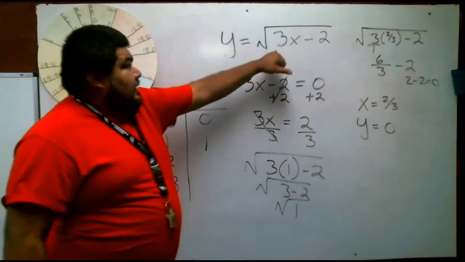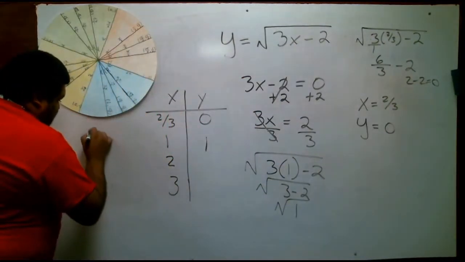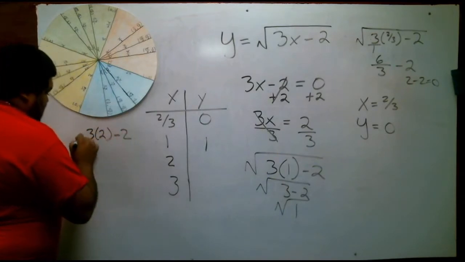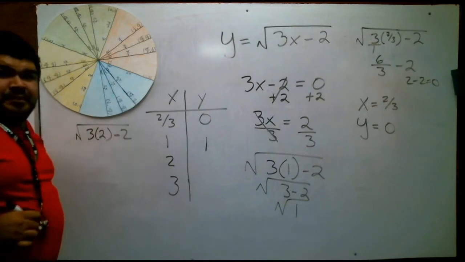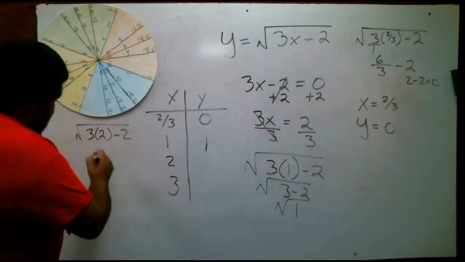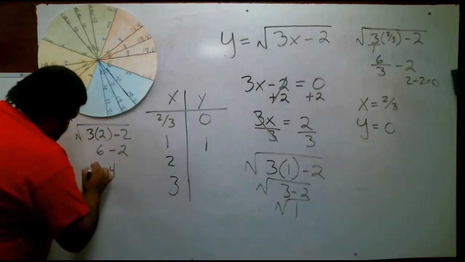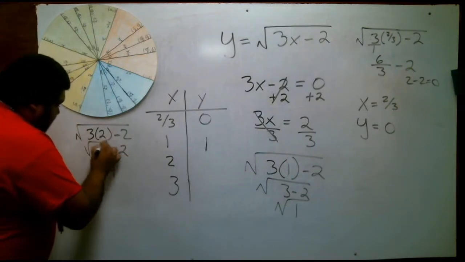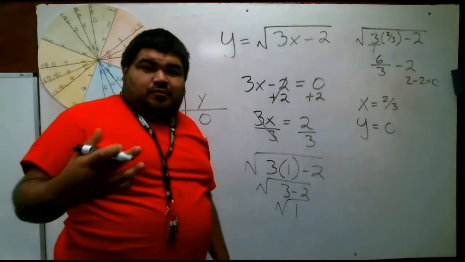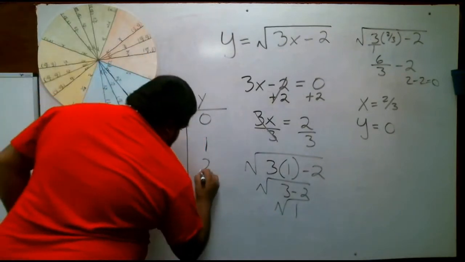We have 3 times 2. Okay? So I'm going to put it over here. 3 times 2 minus 2, all inside the radical. So we have 3 times 2 is 6, minus 2, which is 4. Remember, it's still inside the radical. The square root of 4 is 2, right? So we have 2.